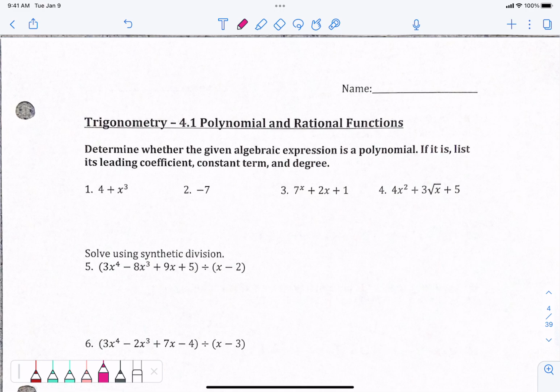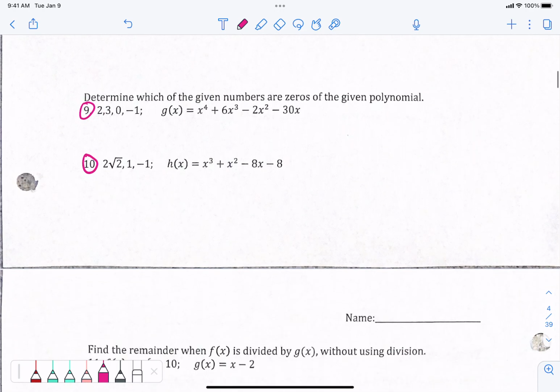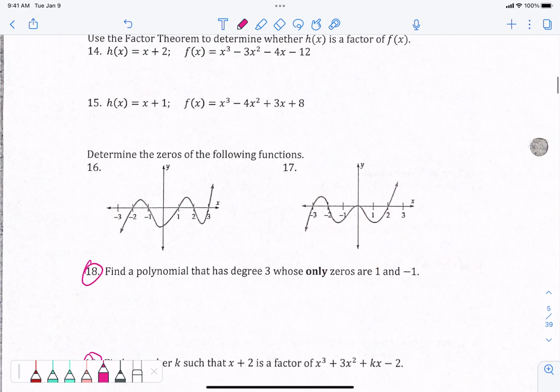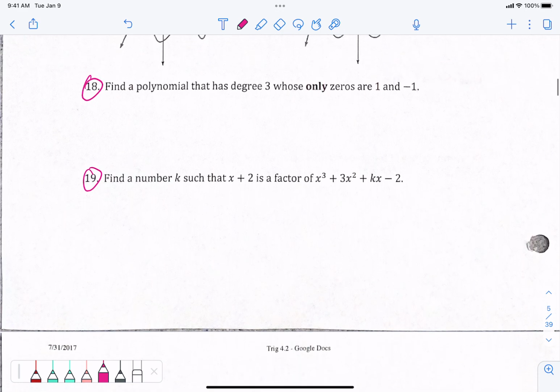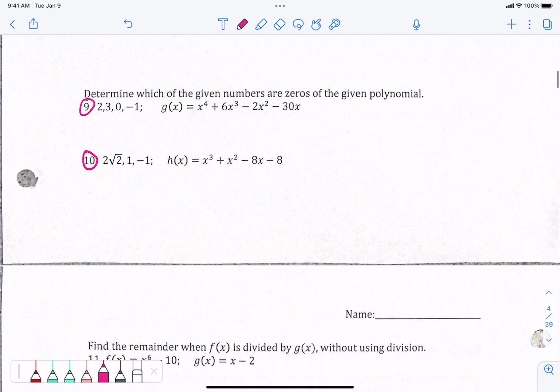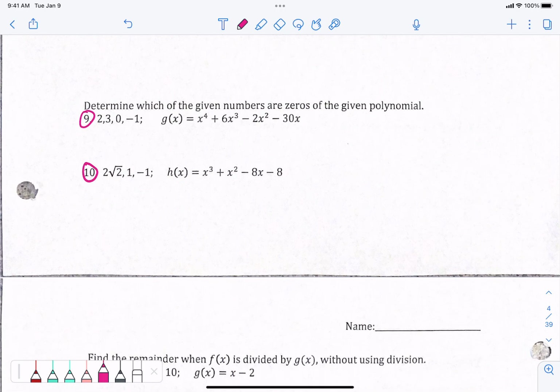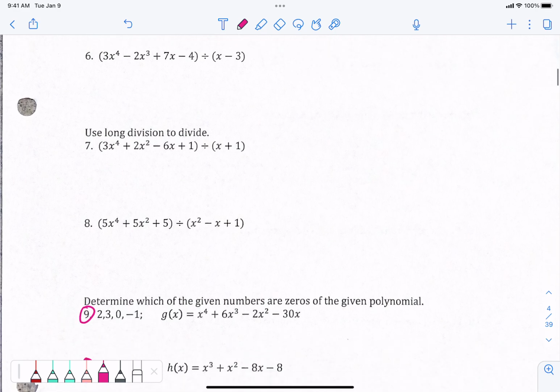This is 401. We're going to go over some problems on the homework quick, specifically 9 and 10, and then 18 and 19. 18 and 19 might be a little longer, but 9 and 10 shouldn't be too bad. So we'll go through those and then we'll see if there's other questions.